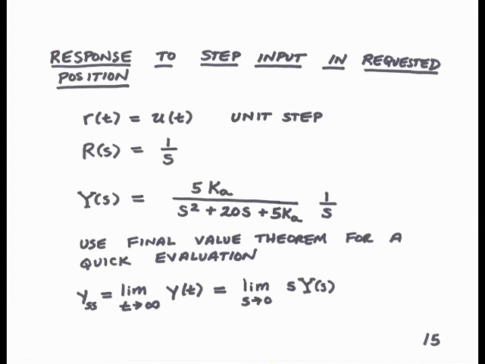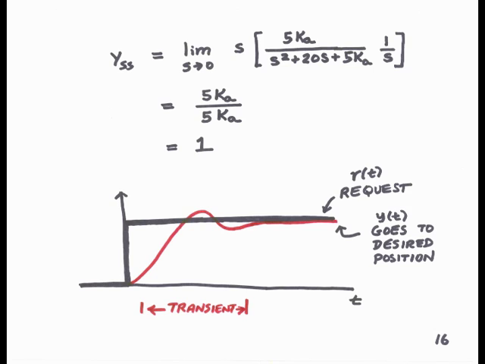When we take the limit as s goes to 0 of s times Y(s), we'll find the steady-state value of the head position, y_ss, is equal to 1. That is, if we request the head to move over 1, the controller will actually make it move over precisely 1, at least at the final value. So y(t) goes to the desired position.